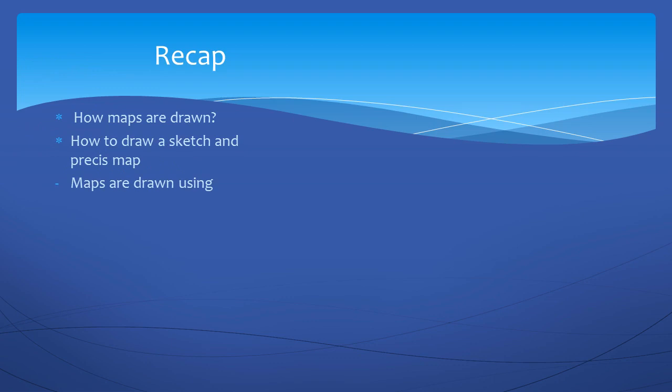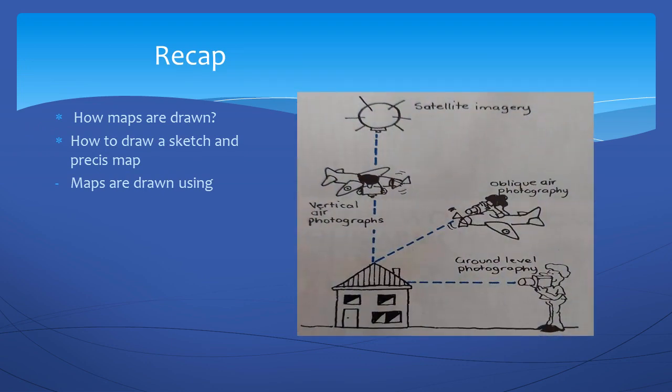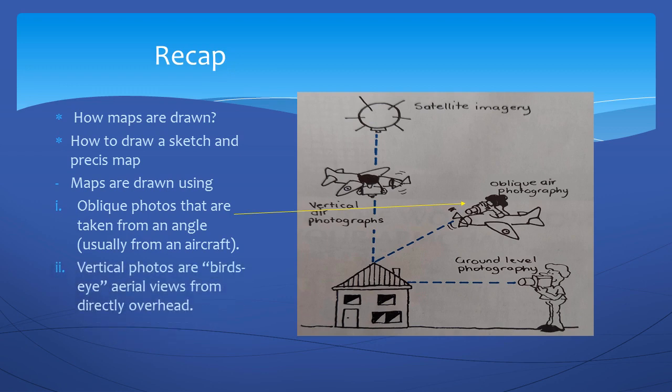Right, students? Maps are drawn using photos, photos which are taken from different angles. Like here, an oblique photo. An oblique photo was taken from an angle of less than 90 degrees. Not only that, but maps can also be drawn using vertical photos. Right, and vertical photos are taken from an angle of 90 degrees, as you can see pointed by this arrow.